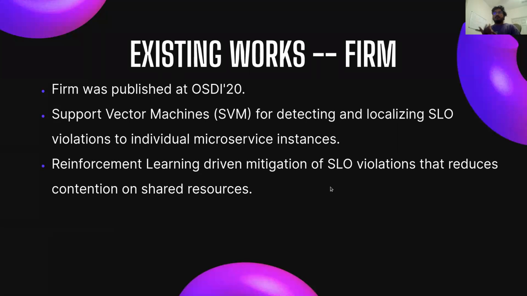Now, another work which was published at OSDI 20 was called Firm, and what Firm did was it used SVM for detecting and localizing the SLO violations, saying, "Hey, this is the node which is most likely to bug out, and probably you should give more care for it." And then they used a reinforcement learning approach for mitigating these SLOs, saying if a particular violation occurred in this node at this particular time, this is probably the most possible reason for its occurrence.